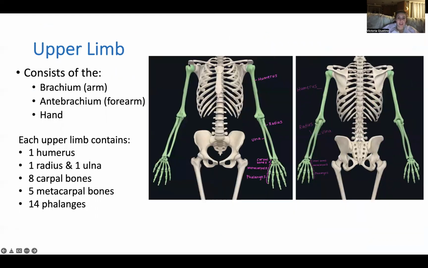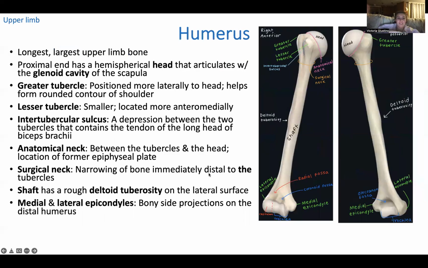So now moving on to the upper limb, which is composed of the humerus, the radius, the ulna, the carpals, metacarpals, and phalanges. Starting off with the humerus. So here's your humerus, your arm, at least your anatomical arm, just this portion up here. So you can see that the head is going to be more medial, and that's going to articulate with, remember, the glenoid cavity of the scapula. So that's the head of the humerus.